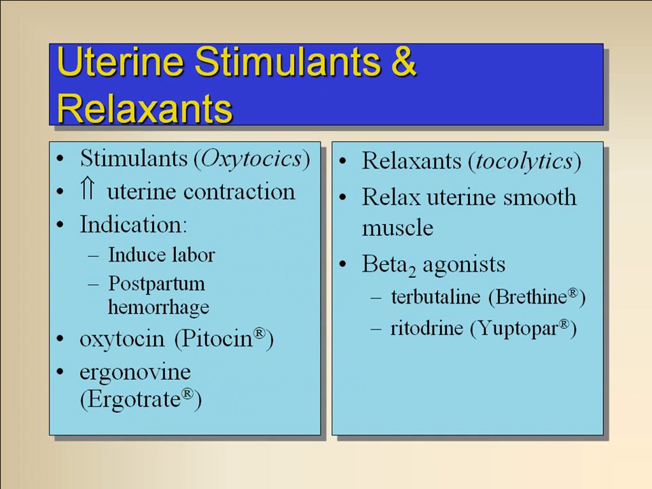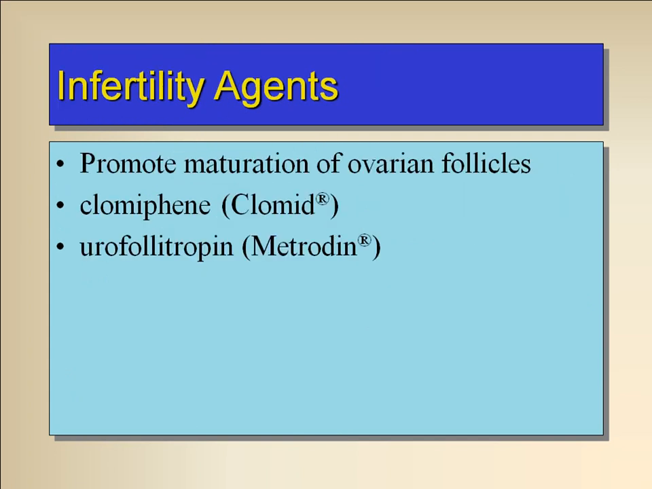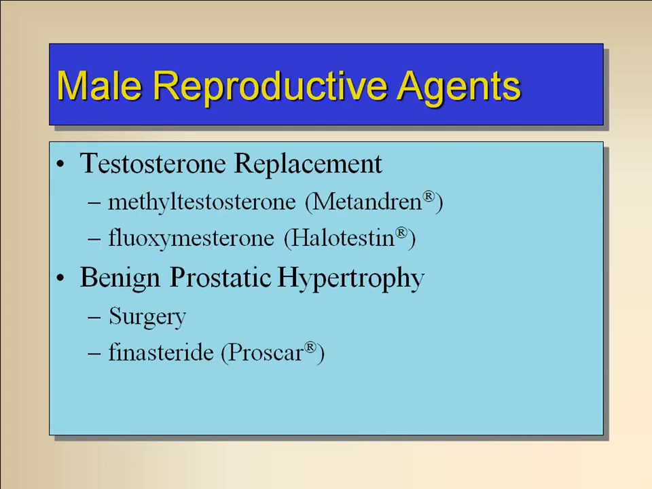All right, uterine stimulants, right? Oxytocics basically induce labor, so we talked about that. Postpartum hemorrhaging, we talked about that. Tocolytics are those that relax the muscle. If we want to stop contractions, you give beta-2 agonists, or what was the other thing we could try? Fluid. Okay.